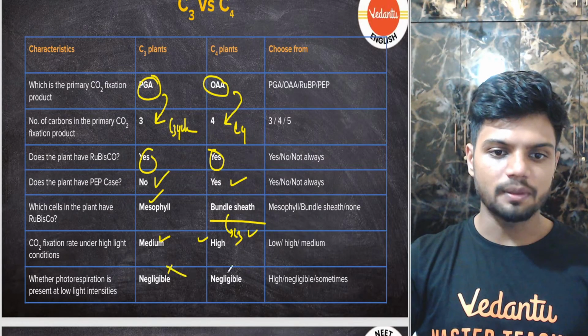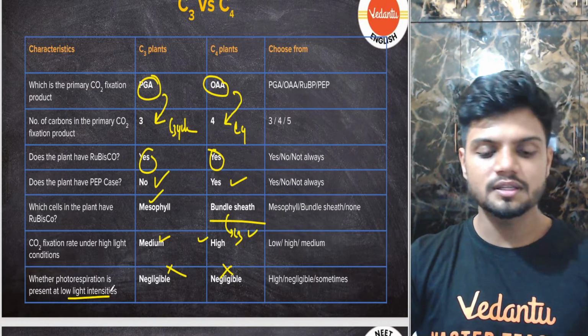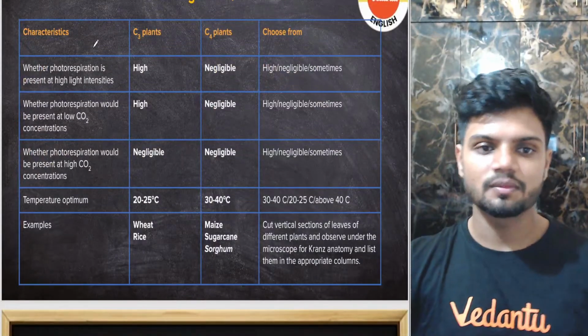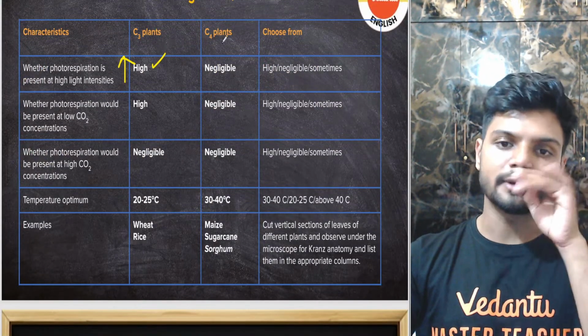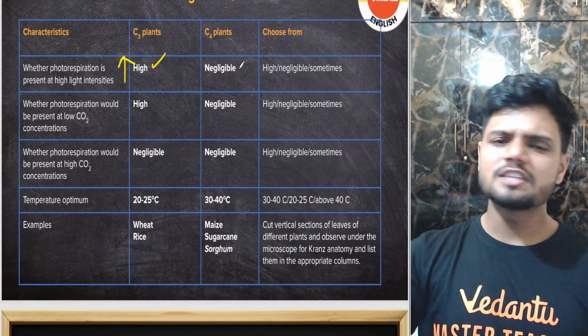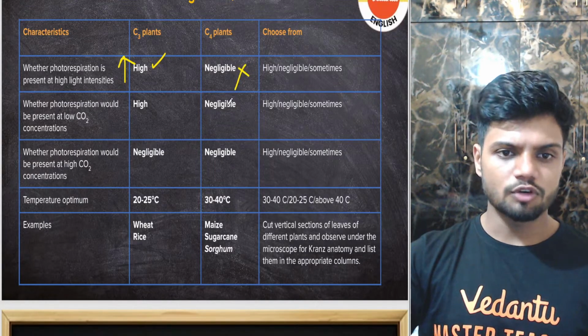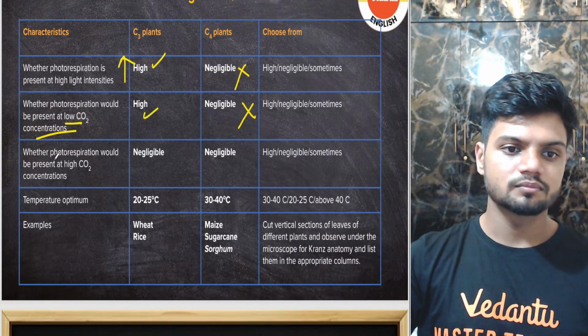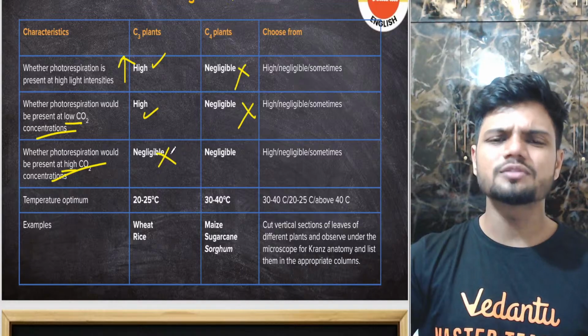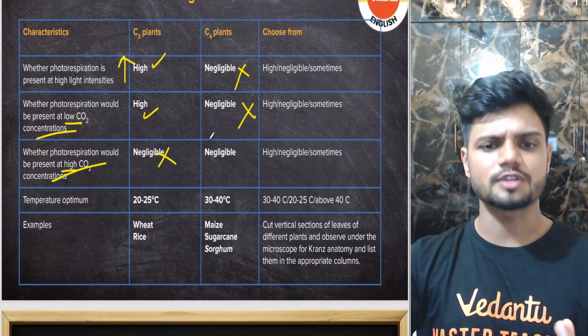CO2 fixation under high light condition, medium, very high. Photorespiration will not happen in either case in low light intensities, but in high light intensities, yes. In very high light condition, photorespiration will happen in C3 plants. And always remember, in C4 plants it can never happen. Photorespiration never happens. In low CO2 it will happen here. High CO2, no. High CO2 is very high. There is no requirement of photorespiration.